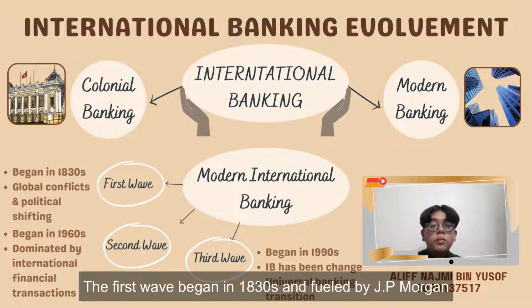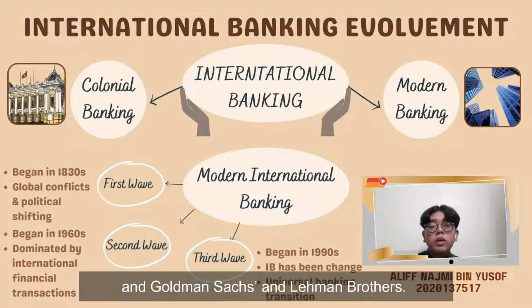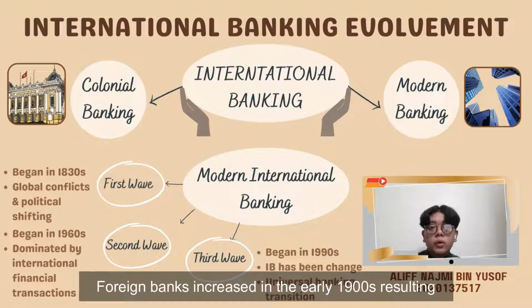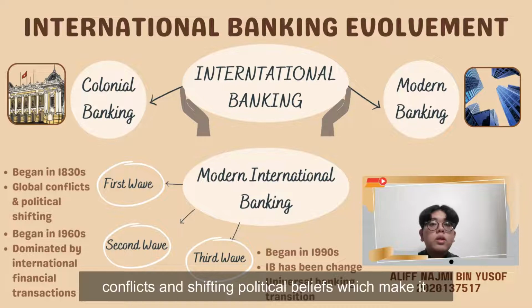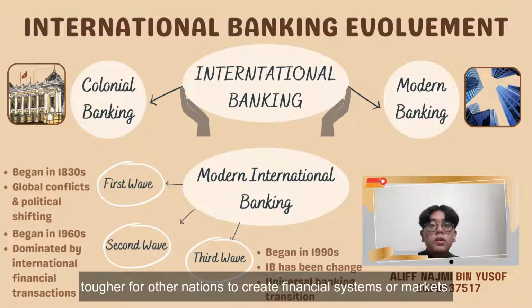The first wave began in the 1830s and was fueled by JP Morgan, Goldman Sachs, and Lehman Brothers. Foreign banks increased in the early 1990s, resulting in the decline of the British Empire and colonies, creating global conflicts and shifting political beliefs, which made it tougher for other nations to create financial systems or markets.